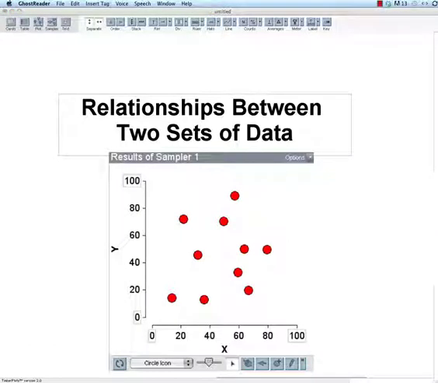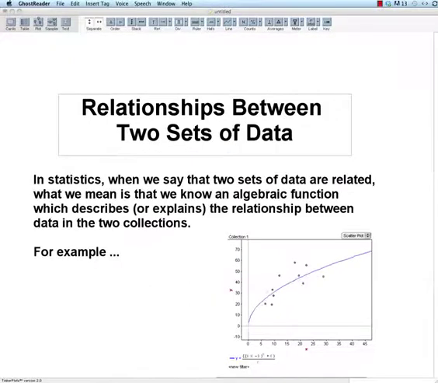This video is about relationships between two or more sets of data. In statistics, when we say that two sets of data are related, what we mean is that we know an algebraic function whose graph describes or explains the relationship between data in the two collections.